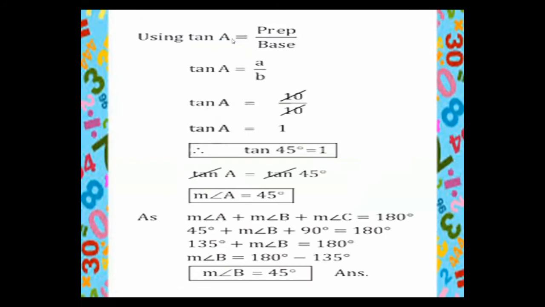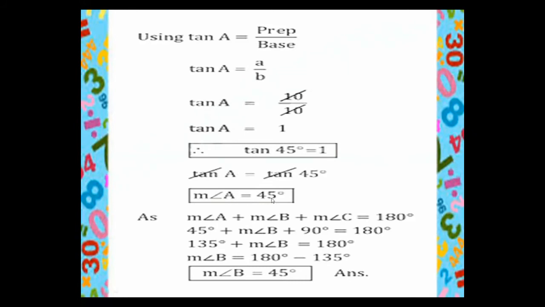Now using tangent A, perpendicular upon base. So tangent A is equal to A upon B, and the value of A is 10. The value of B is also 10. 10 divided by 10 you will get 1. So tangent of what is 1? We use the value 1 for tangent 45. So here tangent 45 is 1. So this is tangent A, and 1 means tangent 45 degrees. 10 and 10 will cancel each other, so angle A is 45 degrees.